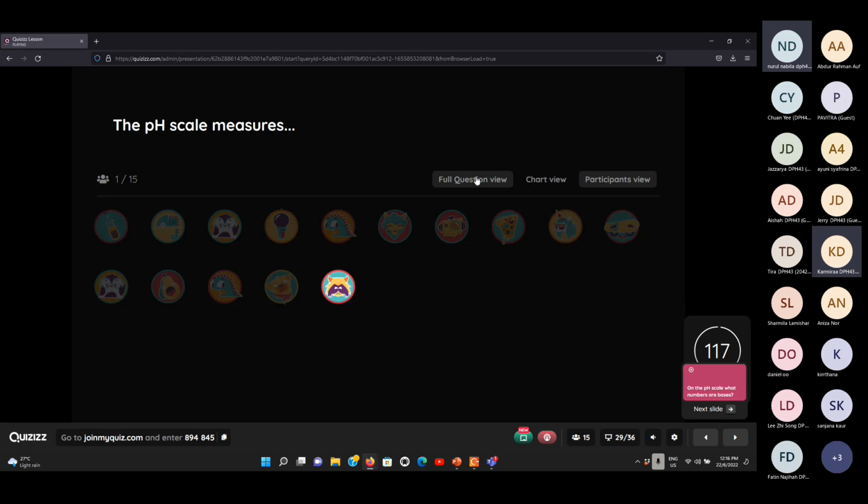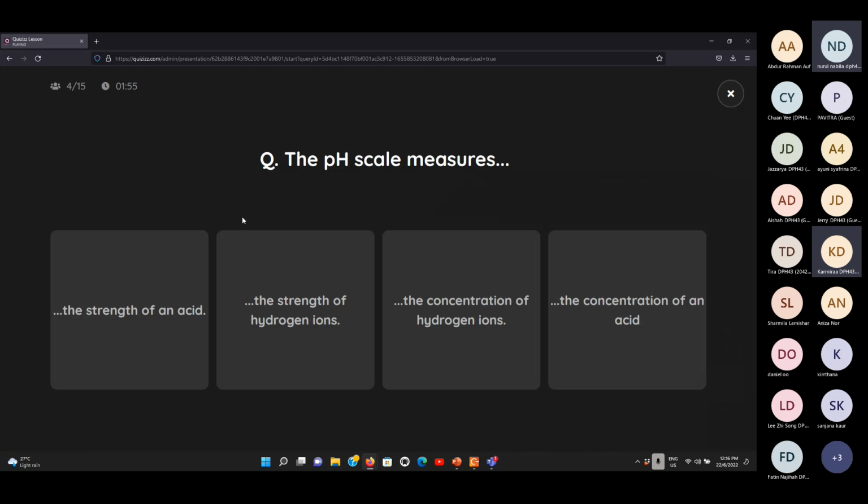The pH scale measures what? Bagus, Chuan tanya saya tadi. So secara tak langsung saya dah bagi jawapan to this question. So the pH scale measures the strength of an acid, the strength of hydrogen ions, the concentration of hydrogen ions, the concentration of an acid. So which one is the most accurate, do you think?